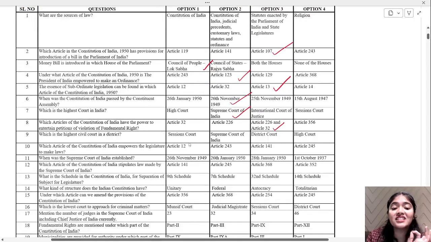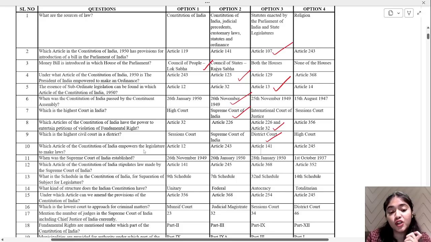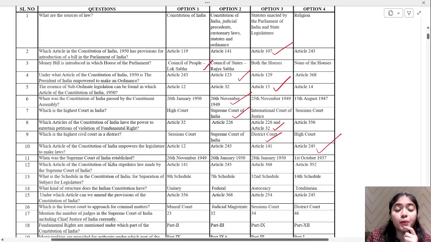Which is the highest civil court in a district? At district level, you will have your district court as the highest civil court. Which article of the Constitution of India empowers the legislature to make laws? Legislature can make laws under article number 245, option number 4. When was the Supreme Court of India established? 26 November 1949, 26th January 1950, 28th January 1950, 1st October 1937. So the correct answer is 26 January 1950.